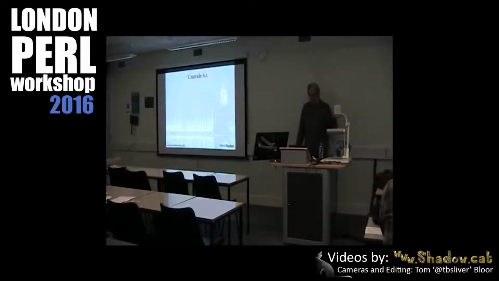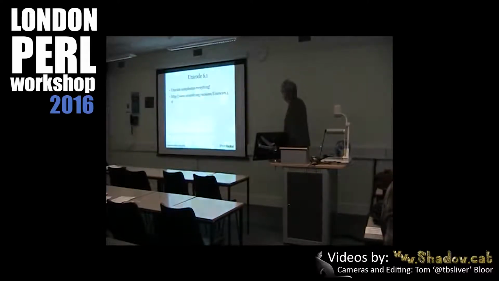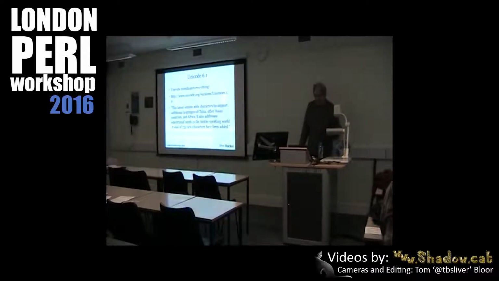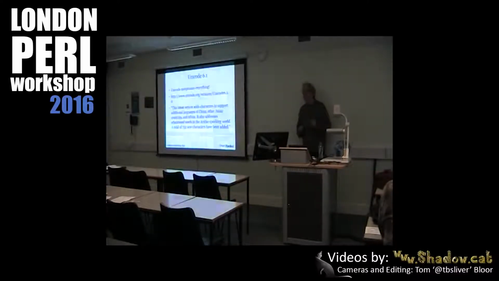Unicode 6.1. Unicode complicates everything, and you will be bored of hearing me say that by the end of the morning. So if you want to know what's new in Unicode 6.1, then that's the web page on the Unicode Consortium's web page. A brief summary. This latest version adds characters to support additional languages of China, other Asian countries and Africa. It also addresses the educational needs in the Arabic-speaking world, so a total of 732 new characters have been added. So that's useful.